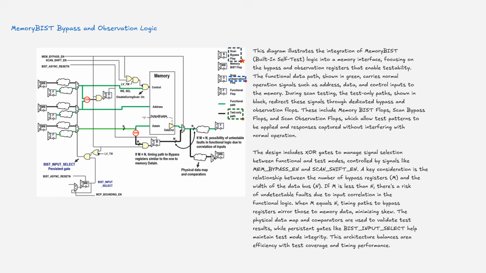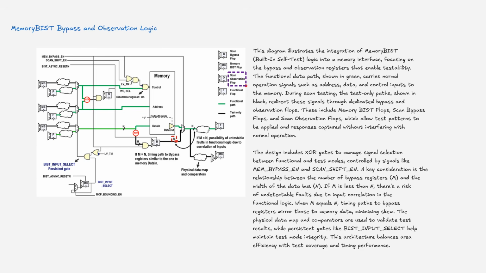These include MemoryBIST flops, scan bypass flops, and scan observation flops, which allow test patterns to be applied and responses captured without interfering with normal operation. The design includes exclusive OR gates to manage signal selection between functional and test modes, controlled by signals like mem bypass enable and scan shift enable.